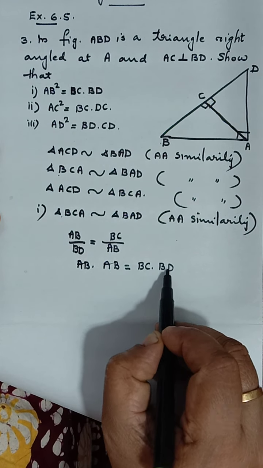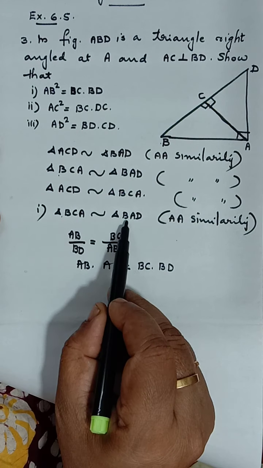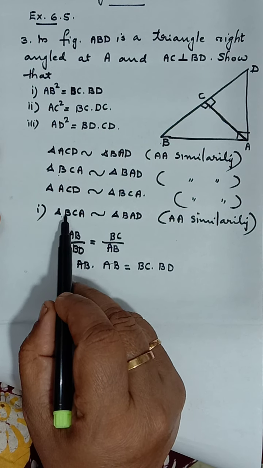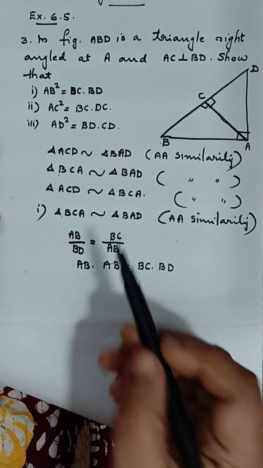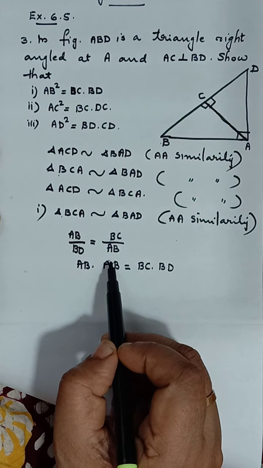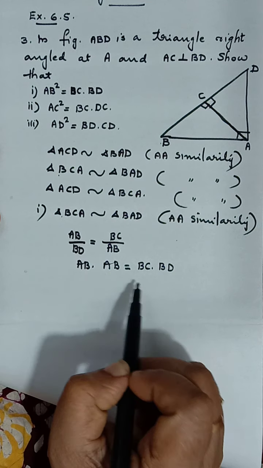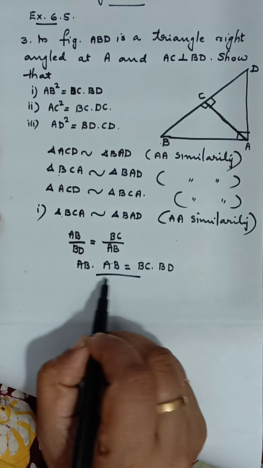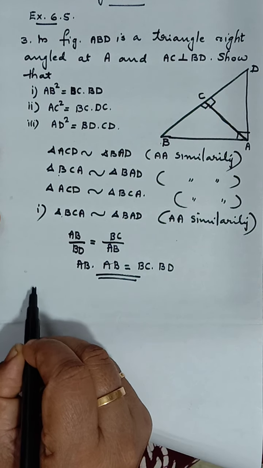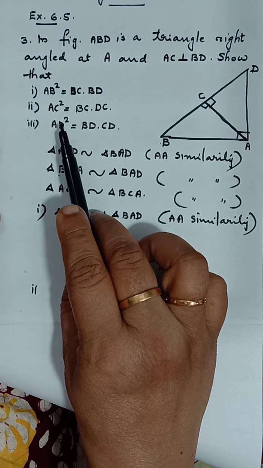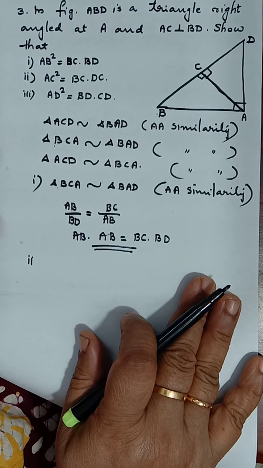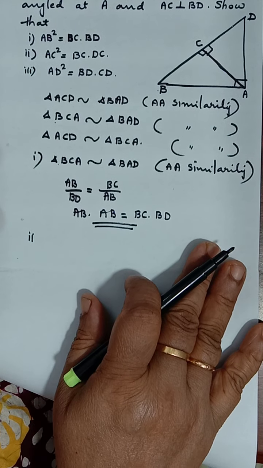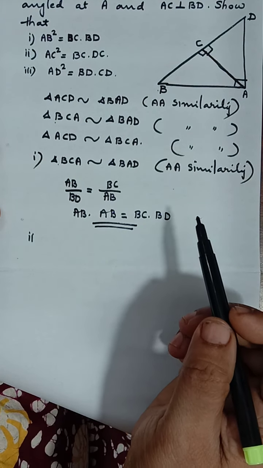Actually there are three ratios: BC by BA, then BA by BD, then CA by AD. But only two we are writing in order to get the answer. Hope you understood. Now come to the second point. For getting the second point we need AC square. How do we get that? Which one is better for getting AC square? Let us see that. Choose the correct one.